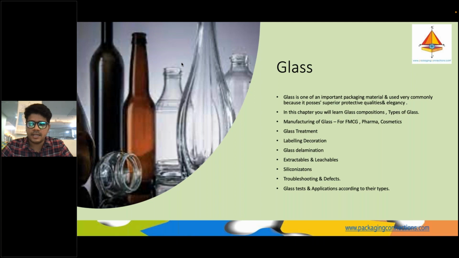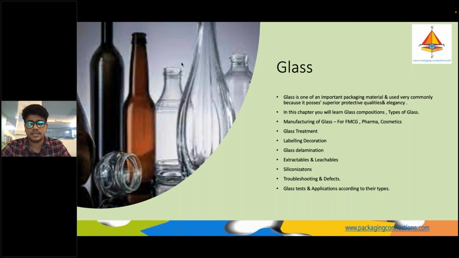and the types of glass, the manufacturing of glass in detail according to the uses, particularly in the FMCG, pharma, and cosmetic sectors, how the treatment is done on the glass for better stability, and the decoration and labeling of glass material, the glass delamination process, and the extractables and leachables which usually affect the material packed inside the glass.